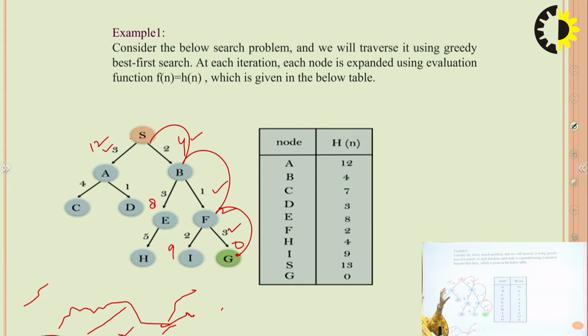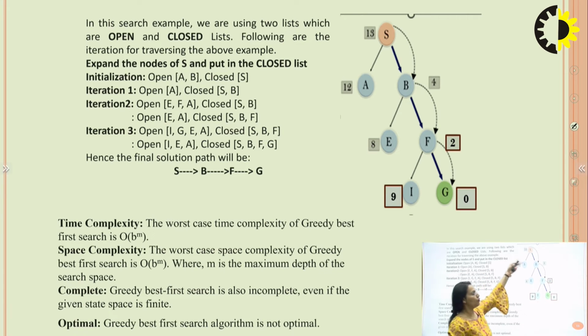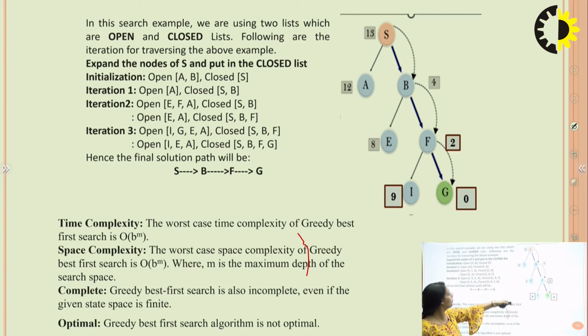That means at the particular moment, whatever you find the best, you take that path at that particular time. So this is basically what BFS is about. Then this is the formulation, how this problem is being solved here. This is how you can represent the nodes in the form of the open and the closed list, and the path is again S to B, B to F, and F to G.